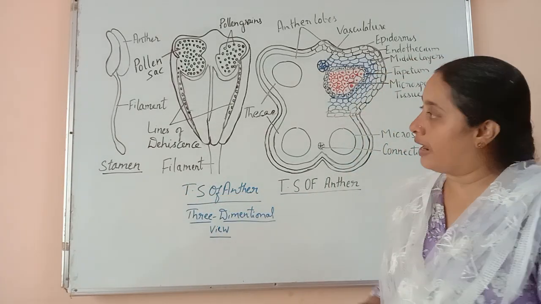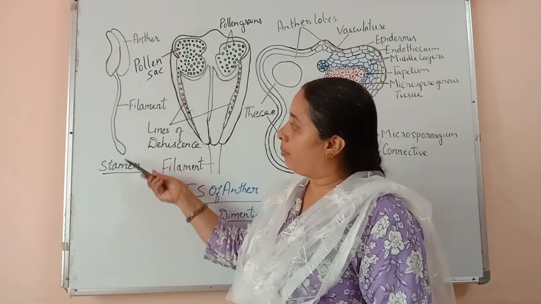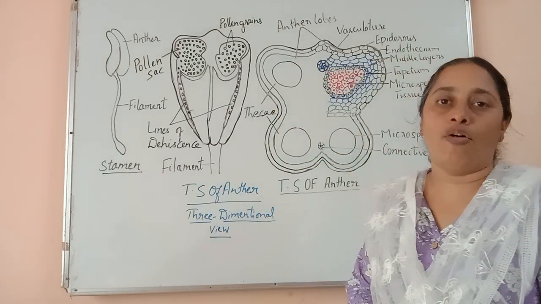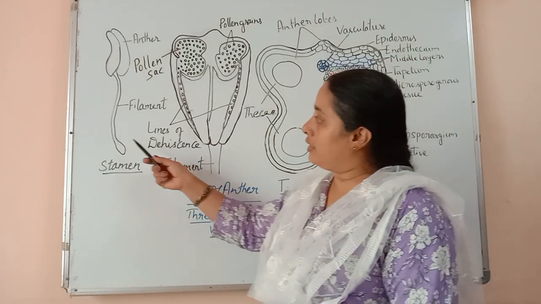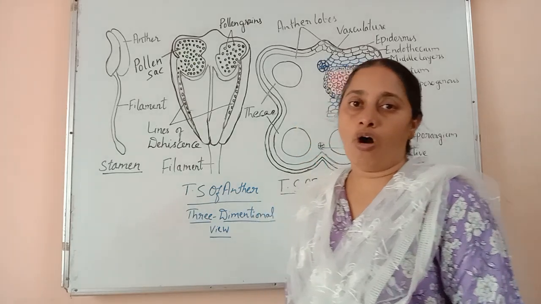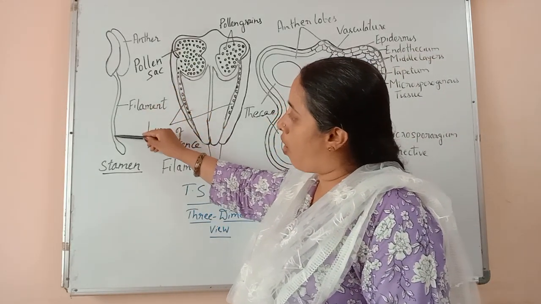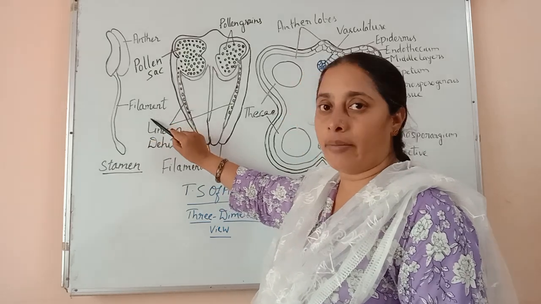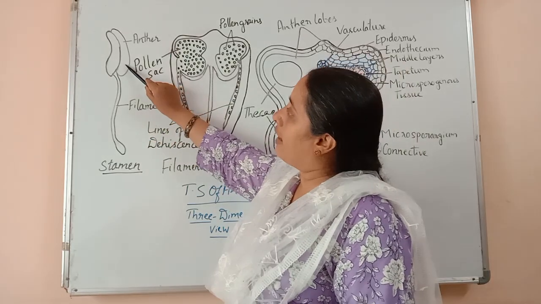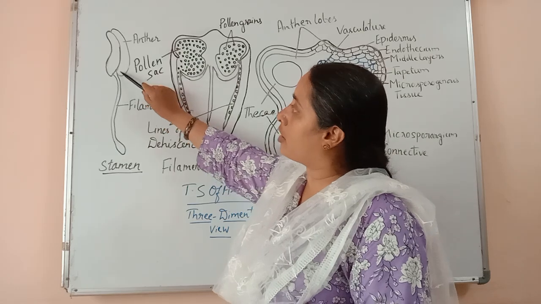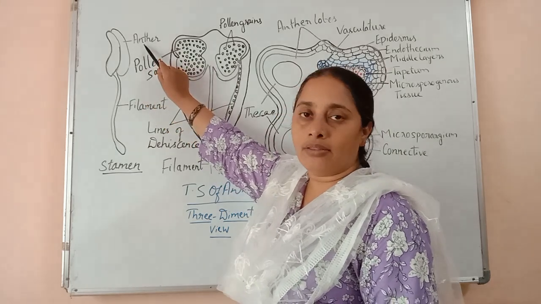As we know that stamen is the male reproductive organ of flower. Now this stamen comprises of two parts, namely a long stalk which is called as filament and a cap-like structure at its terminal end called anther.